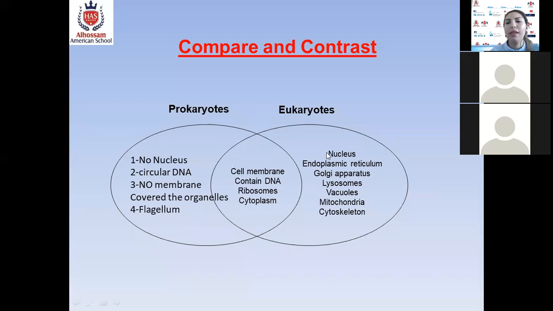Eukaryotes have a nucleus, endoplasmic reticulum, Golgi apparatus, which are organelles, guys, lysosomes, vacuoles, mitochondria, and cytoskeleton. All these organelles are found in eukaryotic cells, not in prokaryotic cells. And the similarity between both of them: both have a cell membrane, contain DNA, ribosomes, and cytoplasm. Okay, you can take a photo of it, or you can write it now in your copybook.